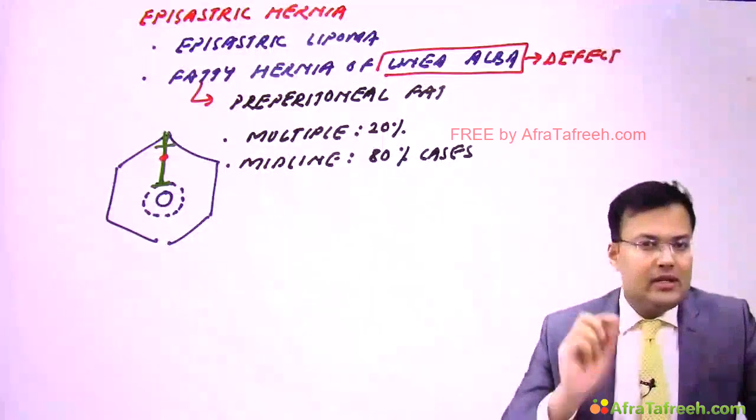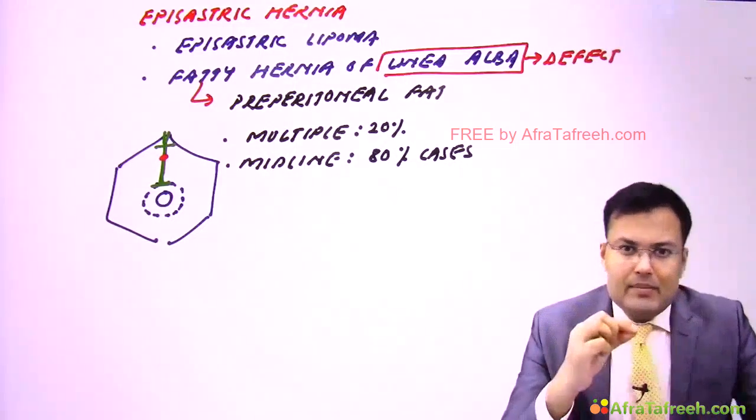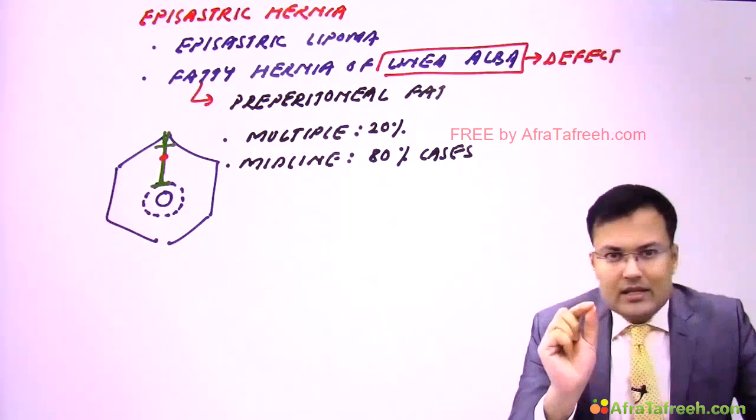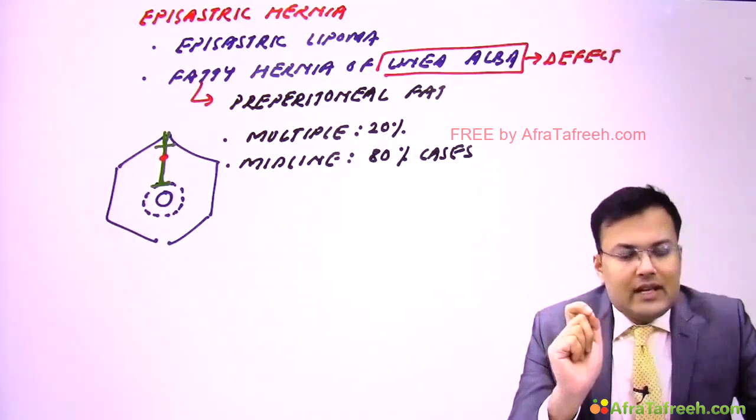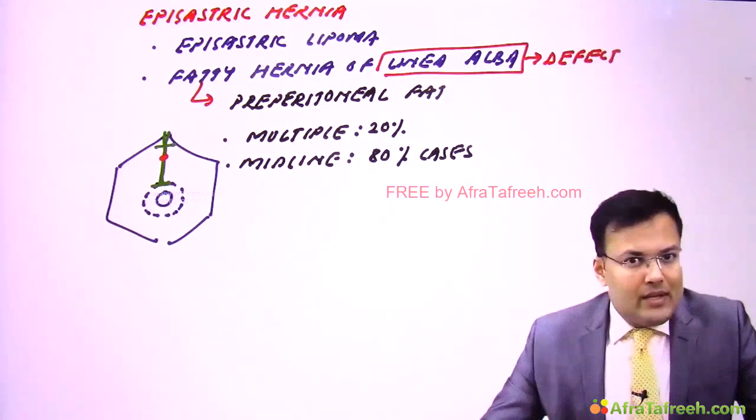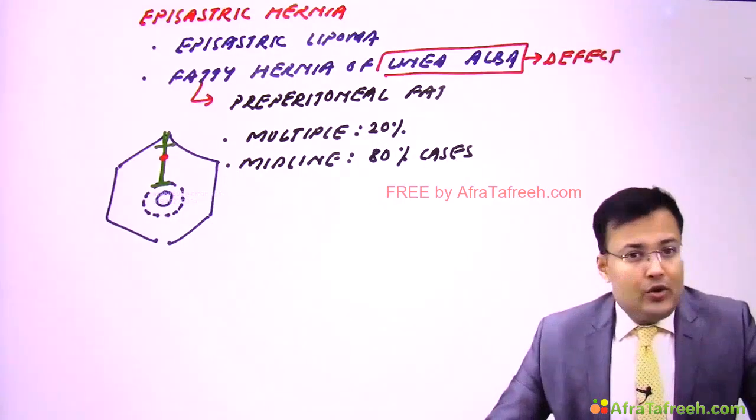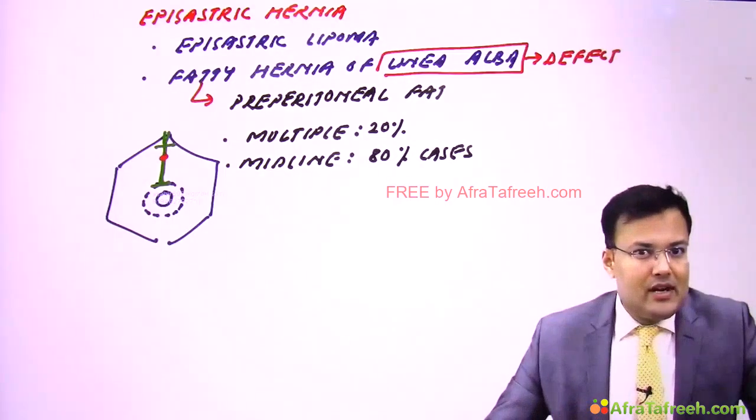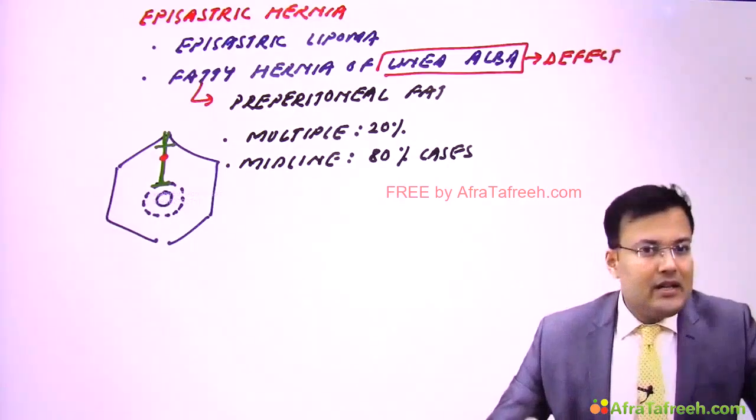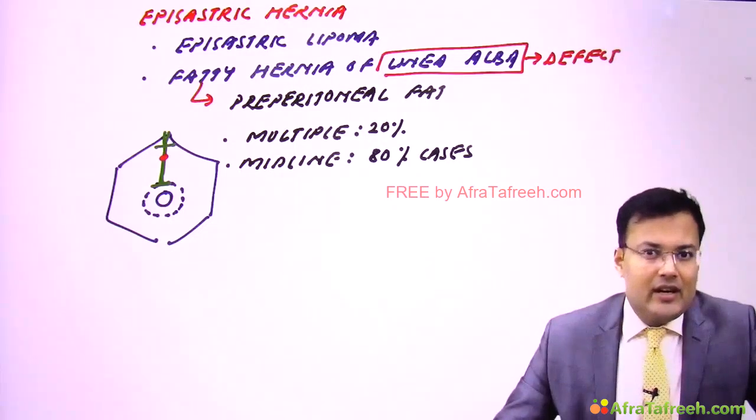Now see the problem. There is a very small defect in the linea alba, and via this defect there is herniation of pre-peritoneal fat. And what is the problem? Since defect is very small, there is incarceration of pre-peritoneal fat. So because of this incarceration there is pain. And what happens? Because of this incarceration there is referred pain to epigastrium. And if there is referred pain to epigastrium, patient thinks that he is having this pain because of peptic ulcer. So this question was asked many times, that which hernia mimics peptic ulcer, and it's the epigastric hernia.